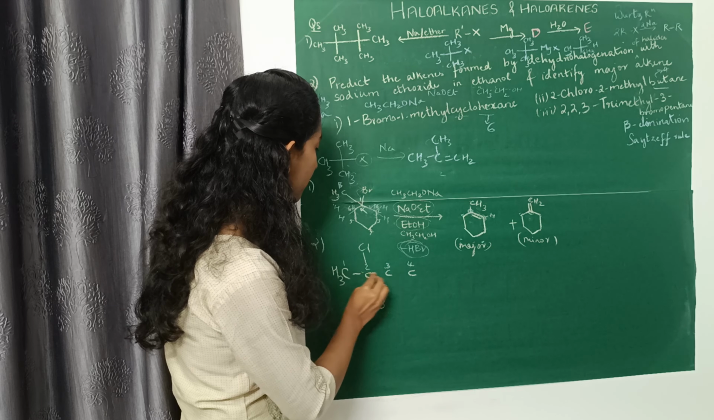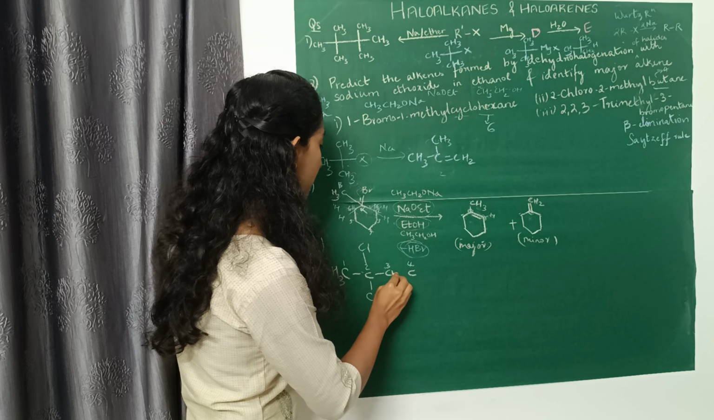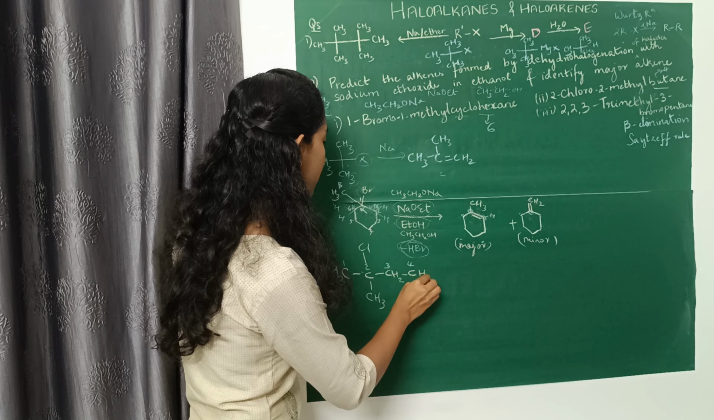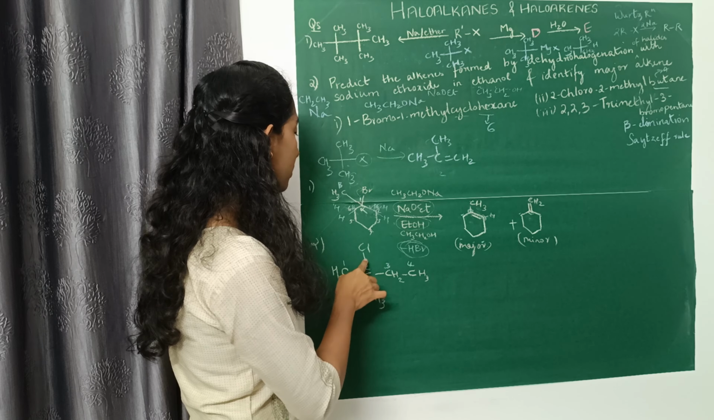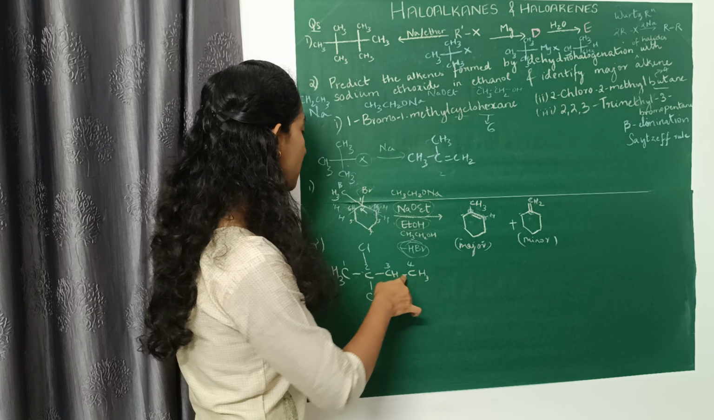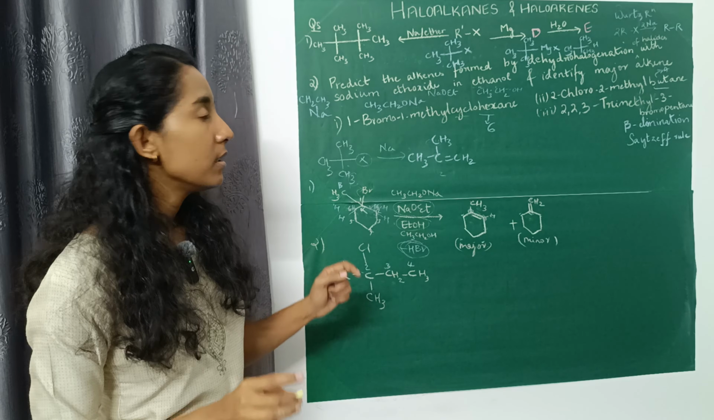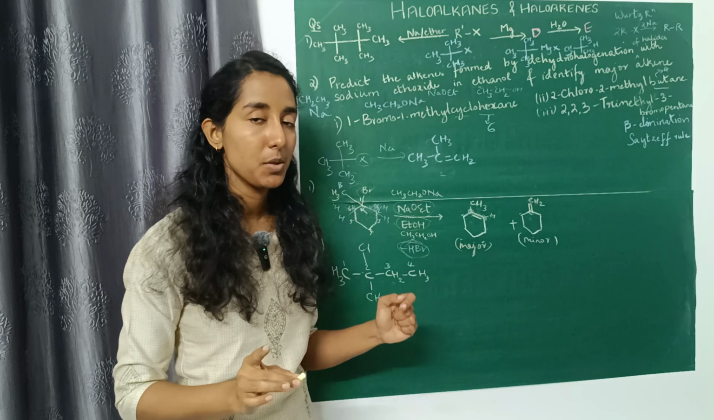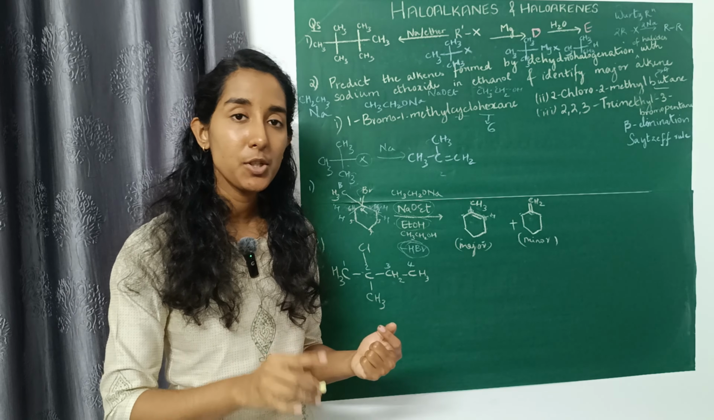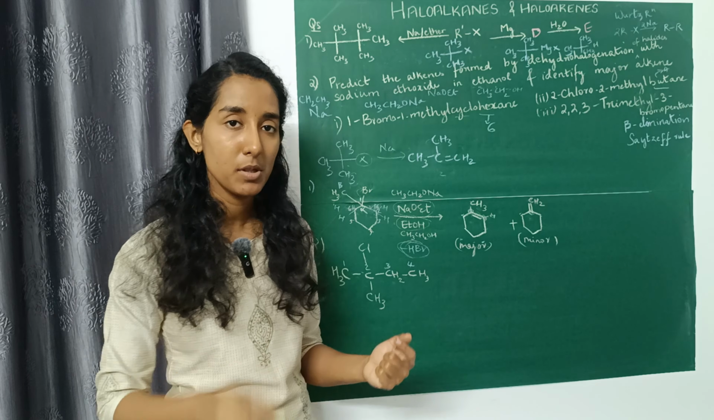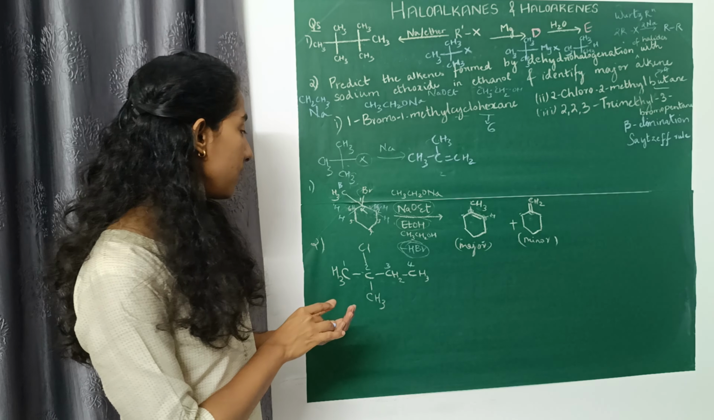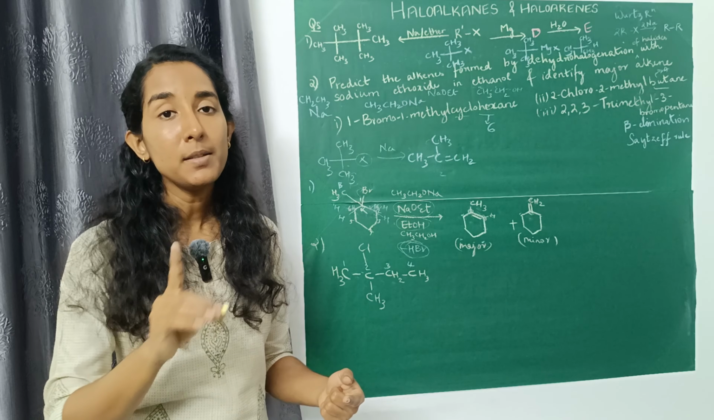CH3, CH3. Now this also undergoes beta-elimination. See, I told you beta-elimination because hydrogen from the beta position is removed. Now first we need to find the beta hydrogens.